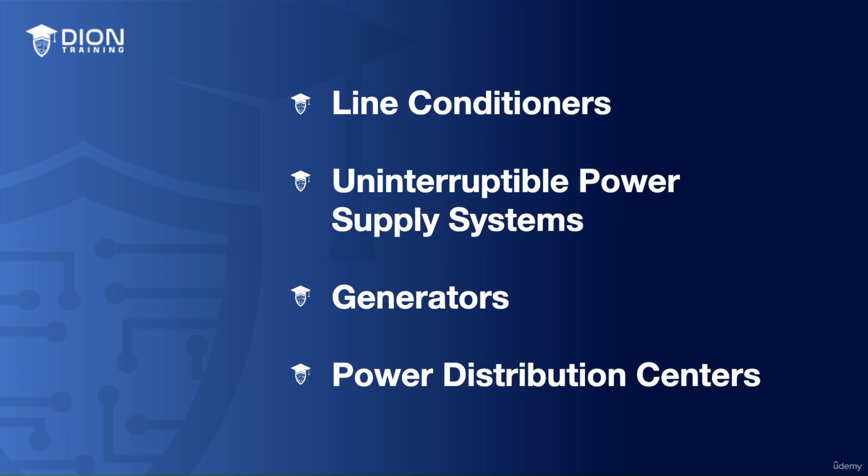An uninterruptible power supply is a device that provides emergency power to a load when its normal input power source fails. A generator is a machine that converts mechanical energy into electrical energy for use in an external circuit through the process of electromagnetic induction. And power distribution centers are specialized facilities that receive electrical power from a primary source and distribute it to one or more secondary circuits. By understanding their roles and the importance of each, we can better ensure that our digital systems remain online and operational at all times.